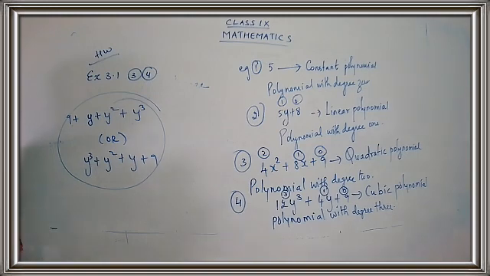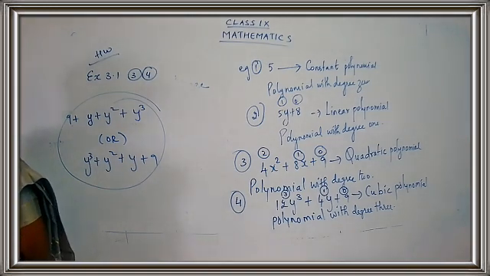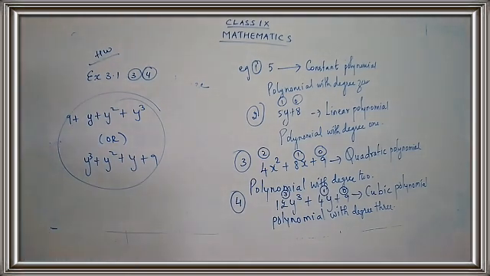Yes, children? So you can just complete sum number 3 and sum number 4 as your homework. Okay, children? So I just want you to complete these 2 sums as homework, and we will be continuing with the remaining part in the next class.